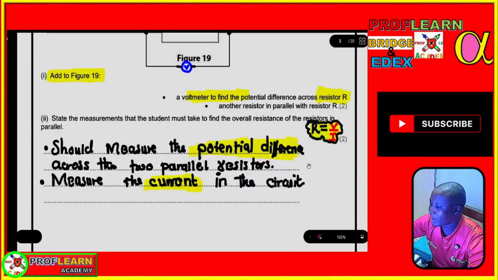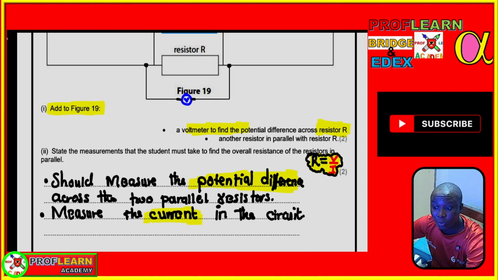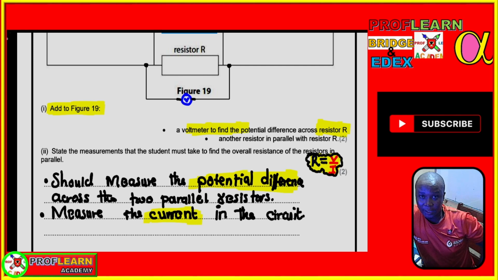Something that we need to remember: for you to find resistance, you need to use the formula voltage over current. So that's the guide we are going to use in order to answer questions here. And then we are going to say that the measurement that needs to be taken here is the voltage. The potential difference should be measured.